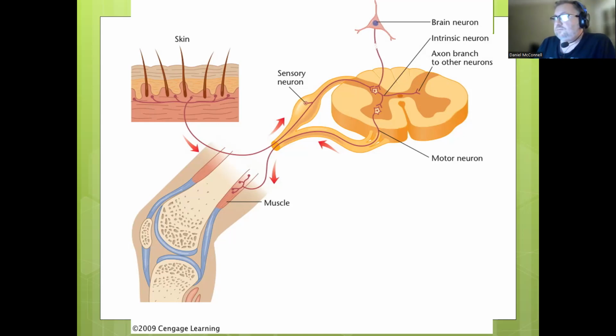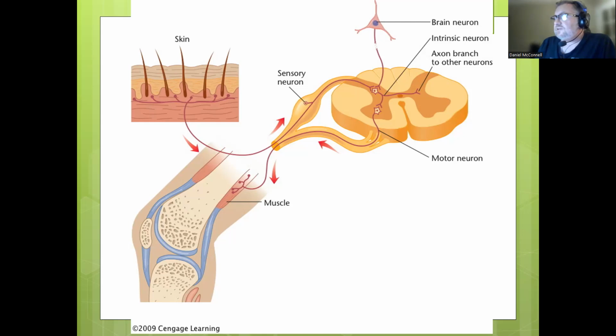But as I was noting, these brain neurons are not really involved in any reflexive action that occurs at the knee, in the knee jerk reflex, right? The sensory neuron would directly synapse onto the motor neuron. And here we're seeing something like that, although there's something else happening here.